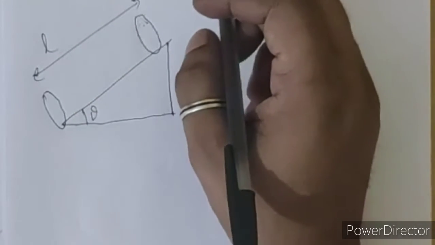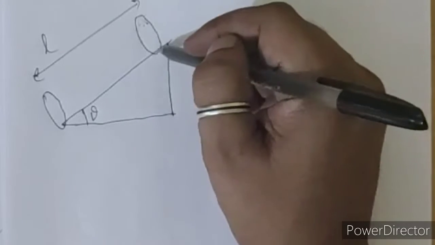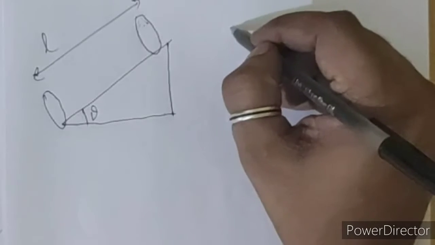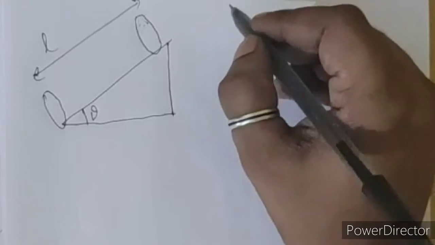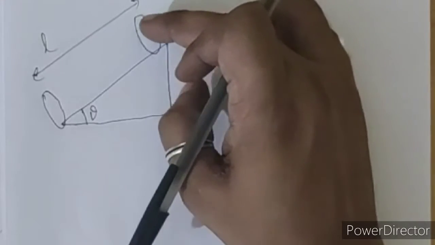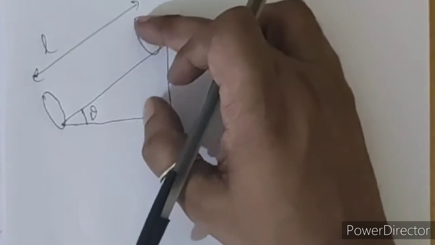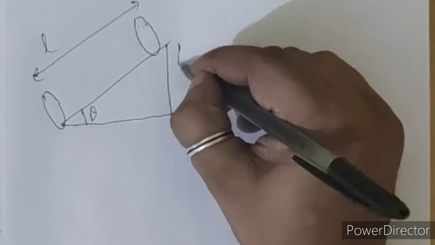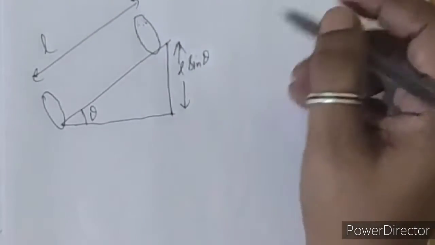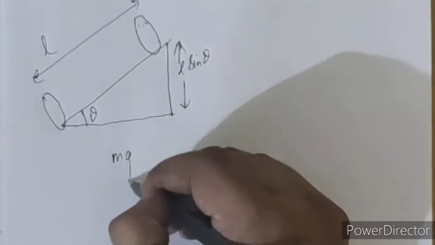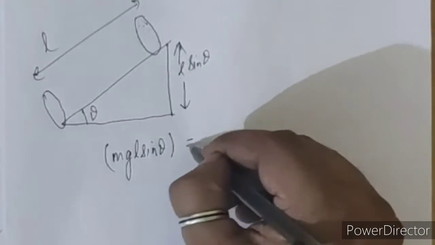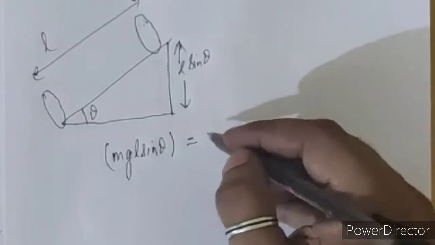Since there is no slipping, we can conserve the energy. Initial energy, what we do is just conserve the energy. The potential energy when it falls from here to here, so basically it is falling by this distance, is mgL sin theta. This potential energy will be converted into the kinetic energy.